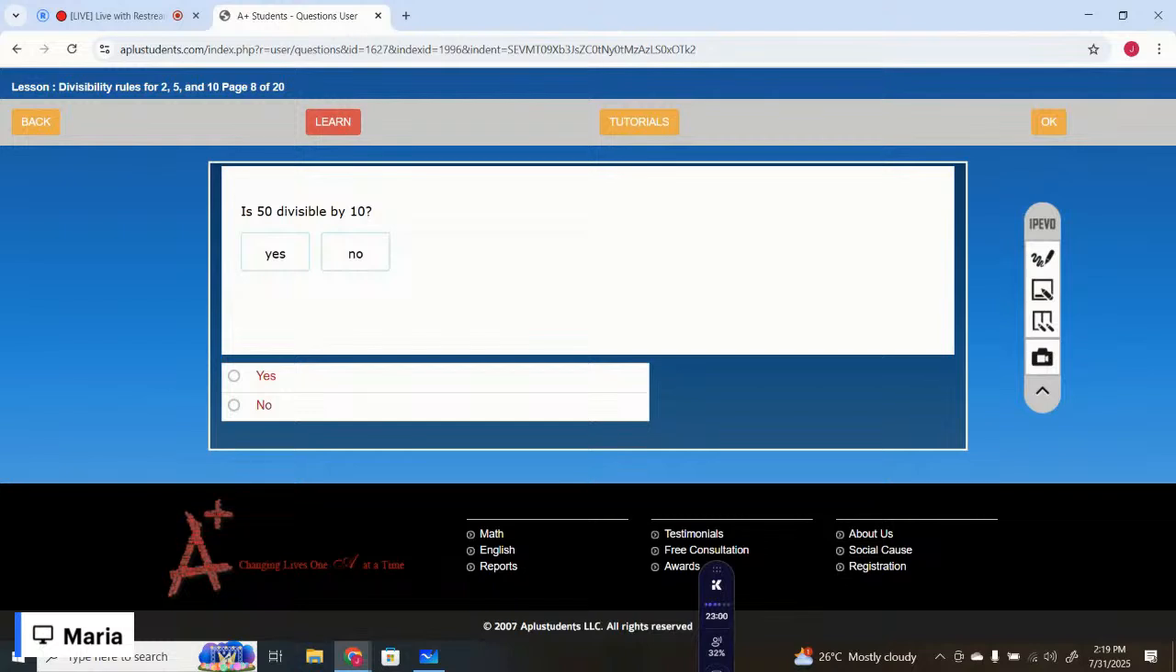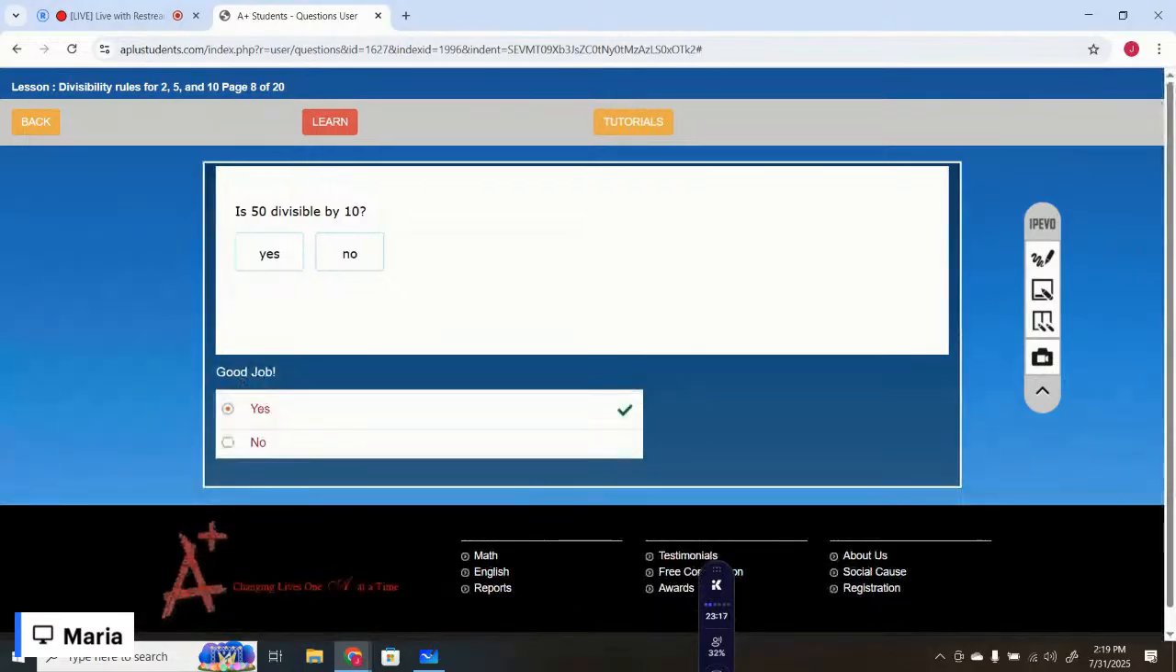Is 50 divisible by 10? The correct option is yes, it is divisible by 10. Got it? Very good.